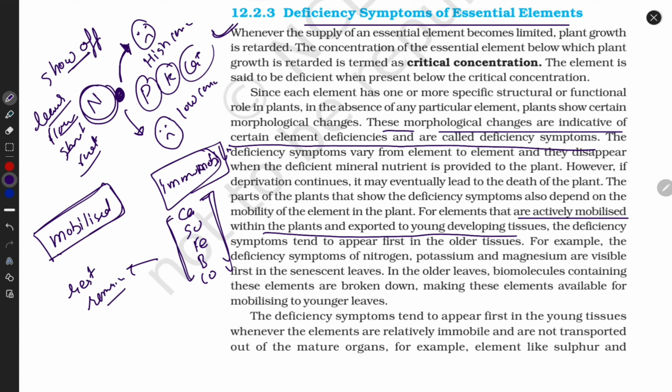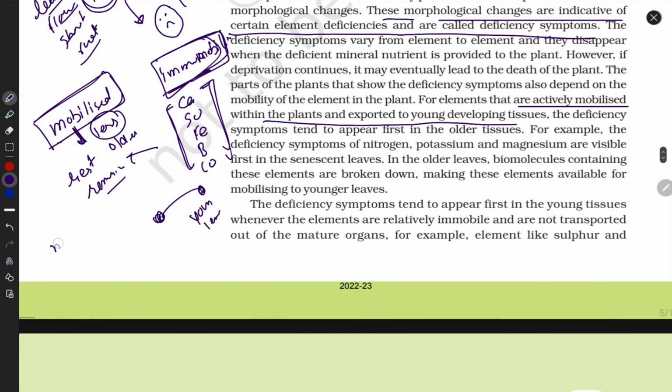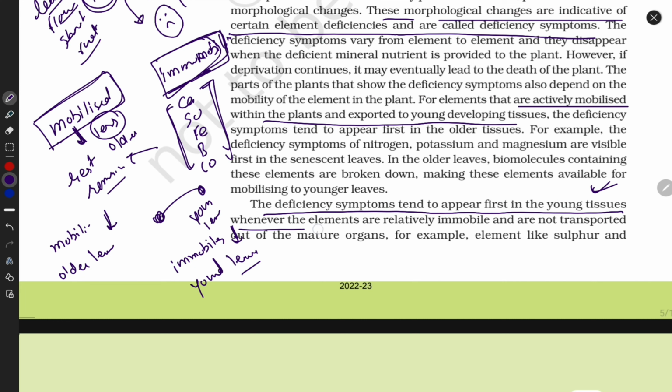They are immobile. They can't move from one particular organ to another particular organ, guys. If you provide less of a mobile element, then the older leaves will be affected. And if you provide less of an immobilized element, then, guys, young leaves are affected. I repeat, if you provide less of a mobilized element, then older leaves will be affected. If you provide less of an immobilized element, then young leaves will be affected. That's all about this, guys. The deficiency symptoms tend to appear first in young tissue when the element is relatively immobile.